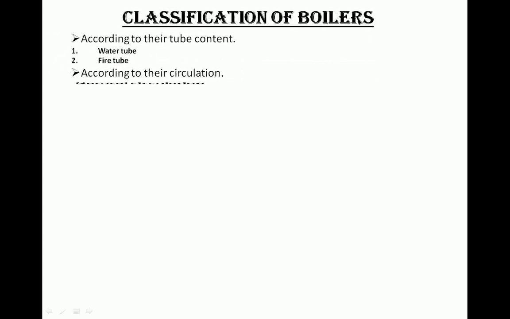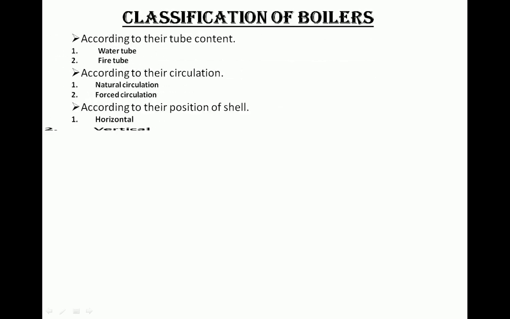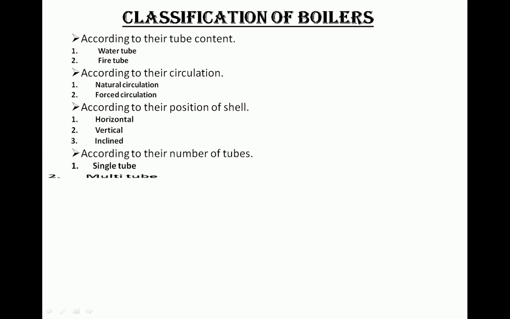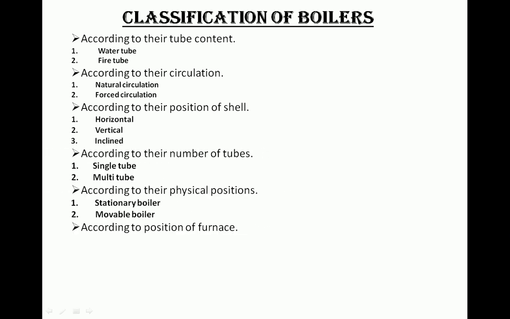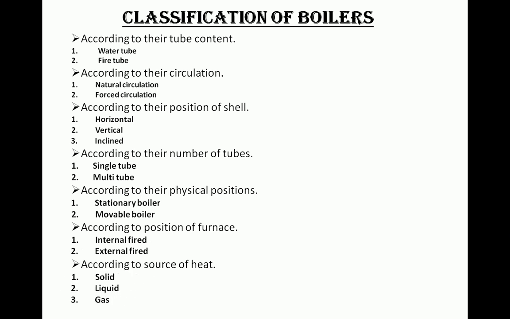Today we learn about boilers. Let's start. First we look up on how the boilers are classified. Boilers are classified as follows, according to their tube content. In this, boilers are classified on tube content, what they carry in their tubes. These are of two types. First one is water tube and second one is fire tube. As their name indicates, water tube boilers carry water in the tubes and fire tube boilers carry fire in the tubes.